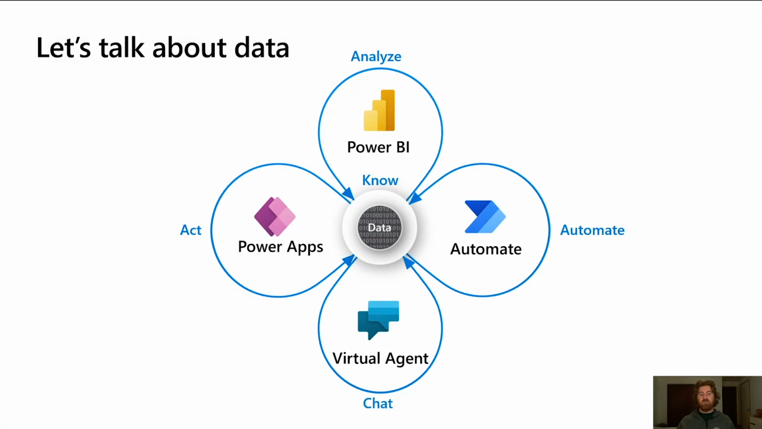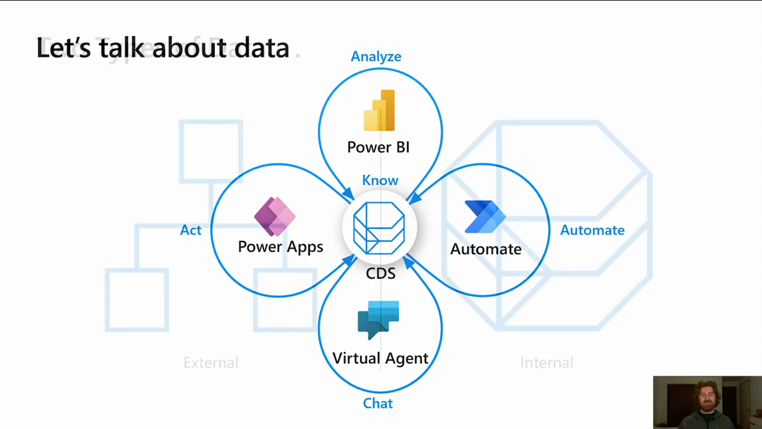Data is central to what we know. It allows us to act through Power Apps. It allows us to automate using Power Automate. It allows us to analyze with Power BI, and then we can chat and interact with that data through Power Virtual Agents. And that data comes from one of two places. It can come from connectors, or it can come from the Common Data Service, also known as CDS.